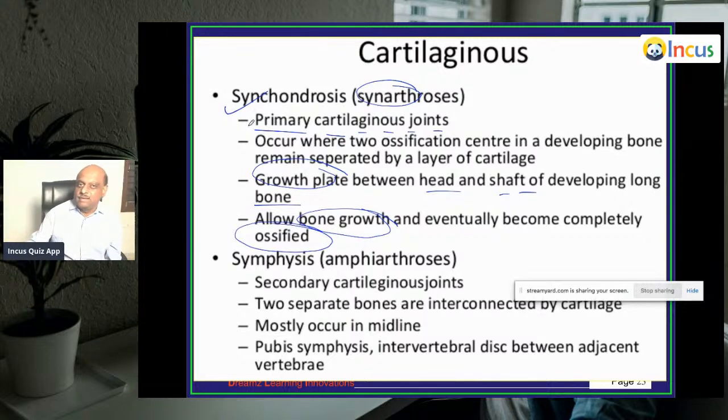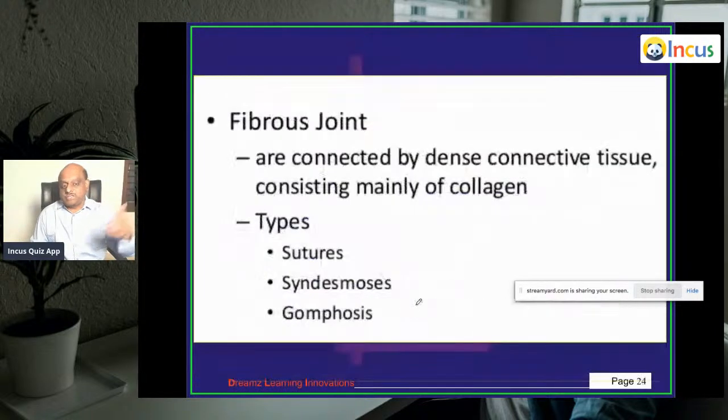Symphysis. It is a secondary cartilage where two separate bones are interconnected by a cartilage, mostly occurring in the midline. So pubic symphysis, intervertebral disc, they're all examples of symphysis, which is also called amphiarthrosis, is what you need to remember.